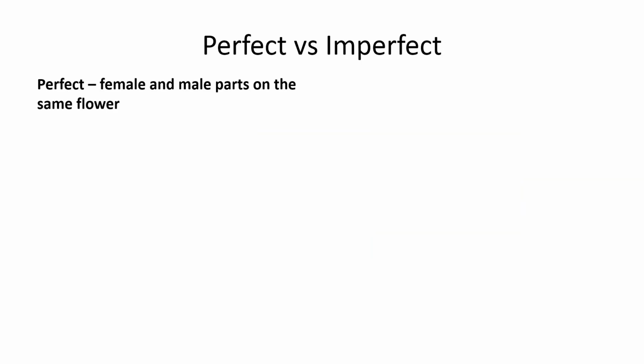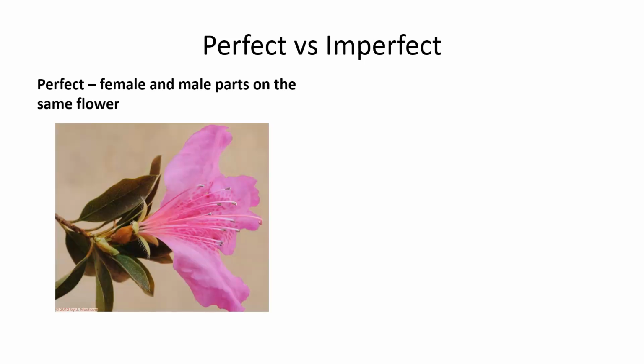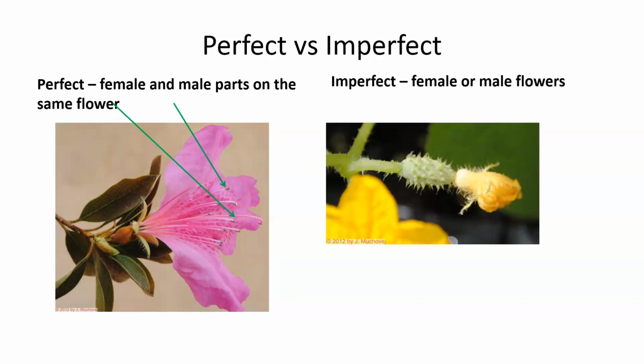Something that is perfect, it says it's got male and female parts on the same flower. So when we're looking at something perfect, here we go back to the azalea again. And what we've got is you can see the female part here, and you can see the male part over there. So we're looking at something that is perfect. Imperfect means that we've got male or female flowers.